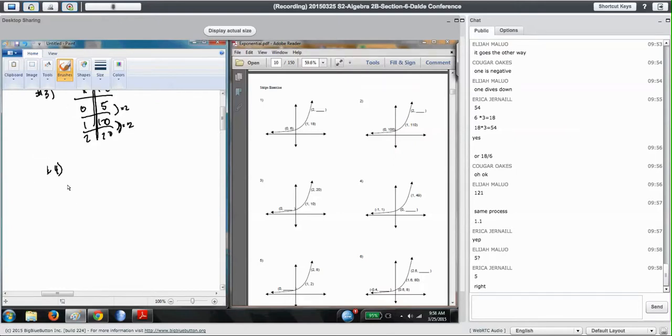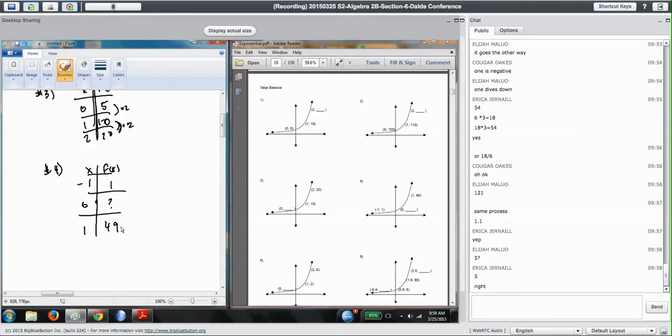Okay, so I'm going to make my little table. You don't need to make the table. I'm just making the table so it's easier to see. Negative 1, 1, 0, comma what? And 1, comma 49. So how would I do that?